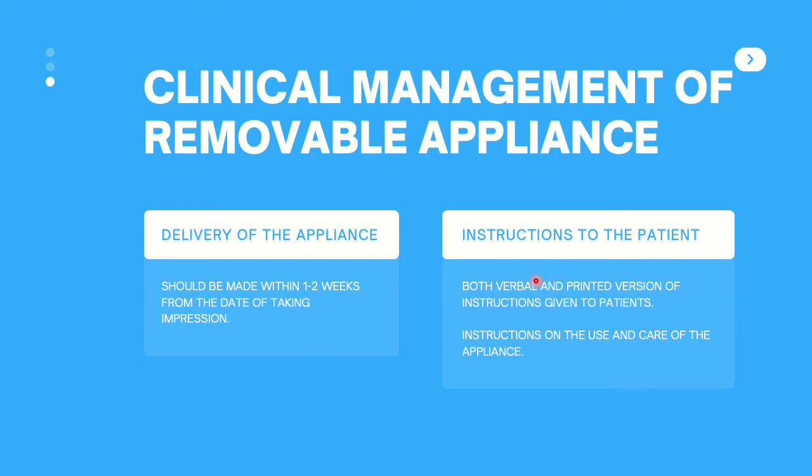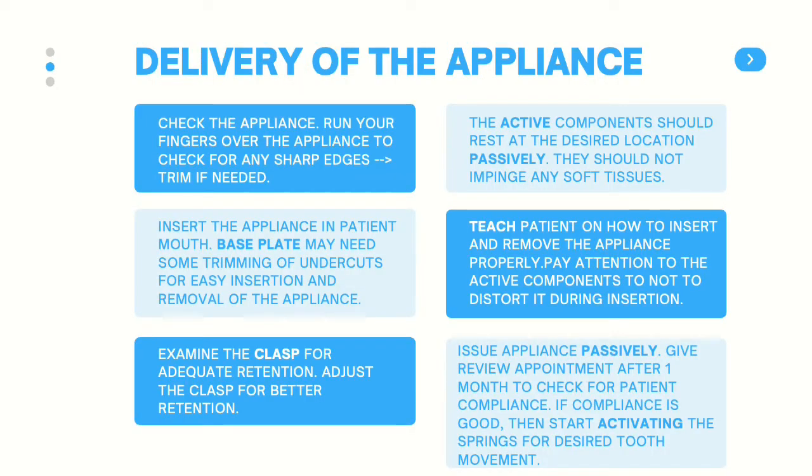And then for the instruction, both verbal and printed versions of instruction should be given to the patient. Instruction should be on the use and care of the appliance. What should you do during delivery of the appliances? First, check the appliances. Run your finger over the appliance to check for any sharp edges and trim if needed.